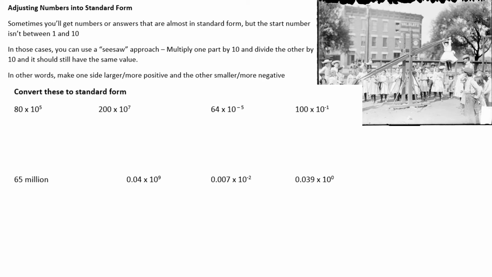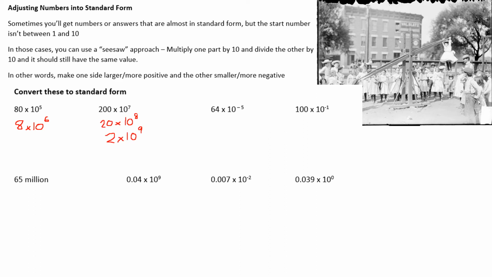So this first one, we've got 80 times 10 to the 5. That's not in standard form because 80 isn't between 1 and 10. So we'll make 80 smaller. We'll make that 8. And because we've divided that by 10, we need to times the other side by 10, which is going to add 1 to the power to balance it out. So we'll end up with 8 times 10 to the 6. Have a go at adjusting the other 7 questions here. Unpause when you've had a go, and let's see if you're right.